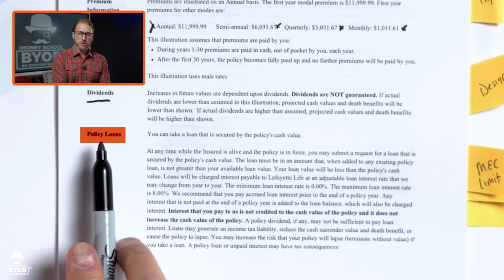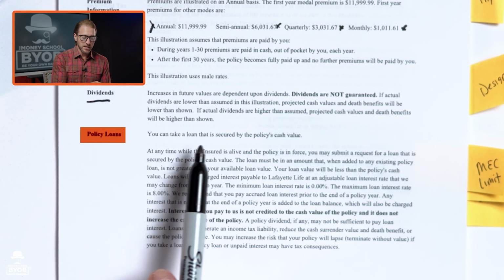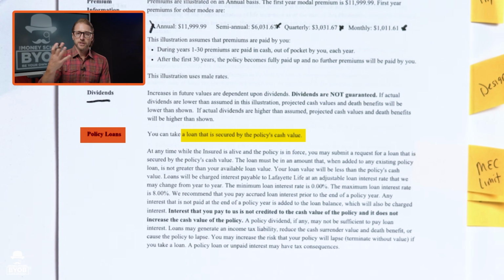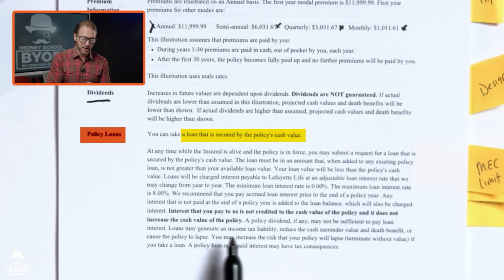Then we get into policy loans, which we talk about all the time. We talk about taking policy loans, and you can see here that it's saying the loan is secured by the policy's cash value. We always tell you that the cash value is collateral for the loan the insurance company gives you from their general account. But down here, this is just going to go through and explain everything about that.